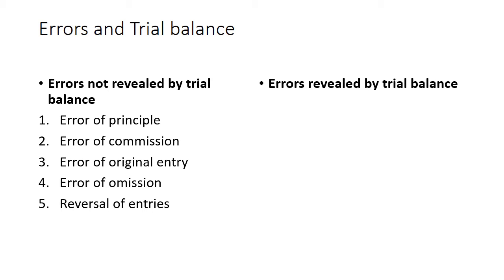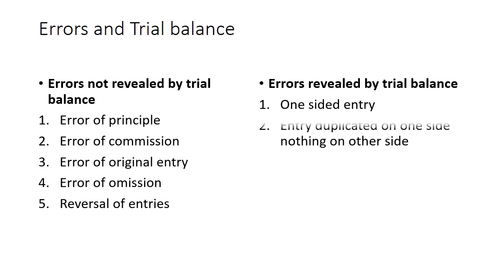Then we have a few errors which will be revealed by the trial balance. In this we have one-sided entry. Only one part of the two parts of a double entry transaction has been made. Same example, insurance expense. So he has recorded a debit to the insurance account, but he forgot to record the credit to the bank account. Or he has credited the bank account, but he forgot to debit the expense account. So one side of the entry is missing.